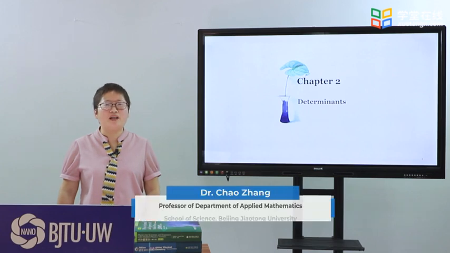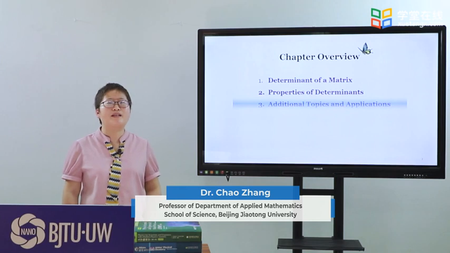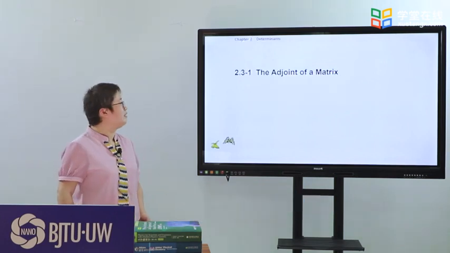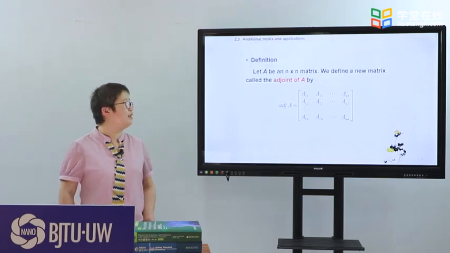And now we continue to learn Chapter 2, Determinants. Section 3, Additional Topics and Applications. The first part, we will learn the adjoint of a matrix.